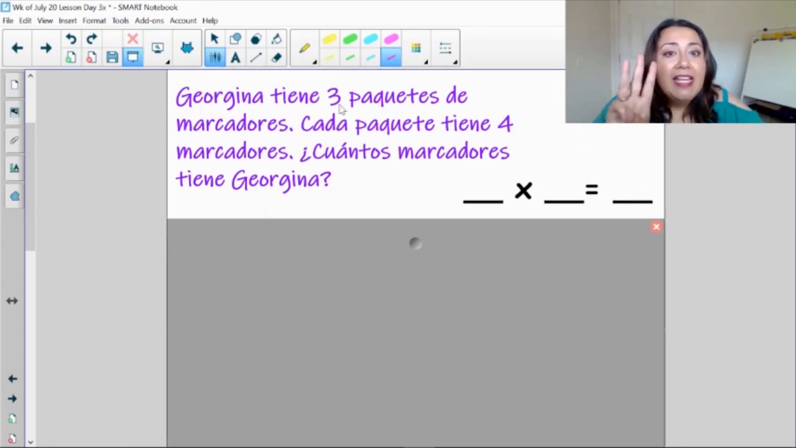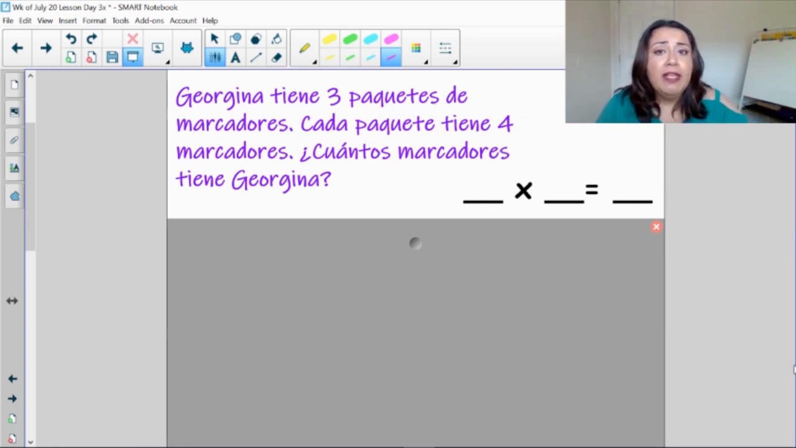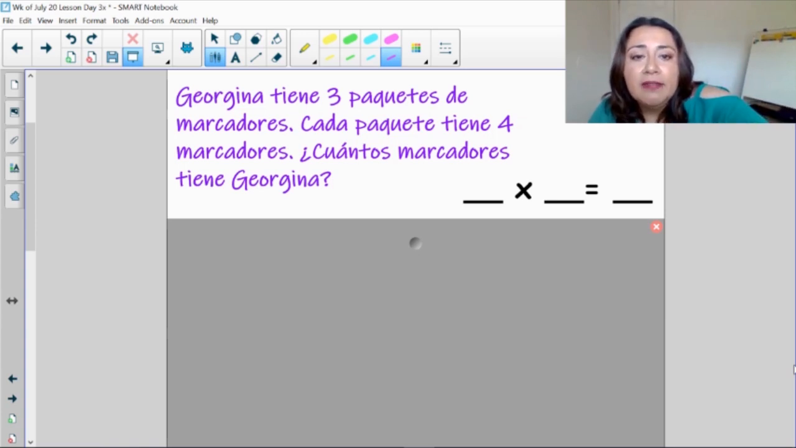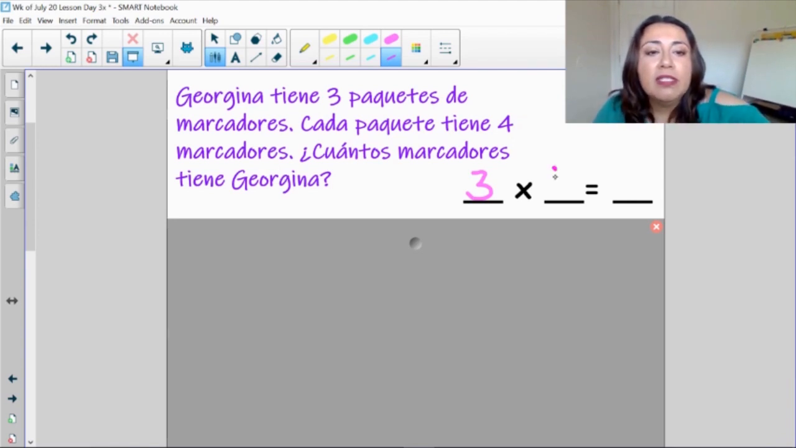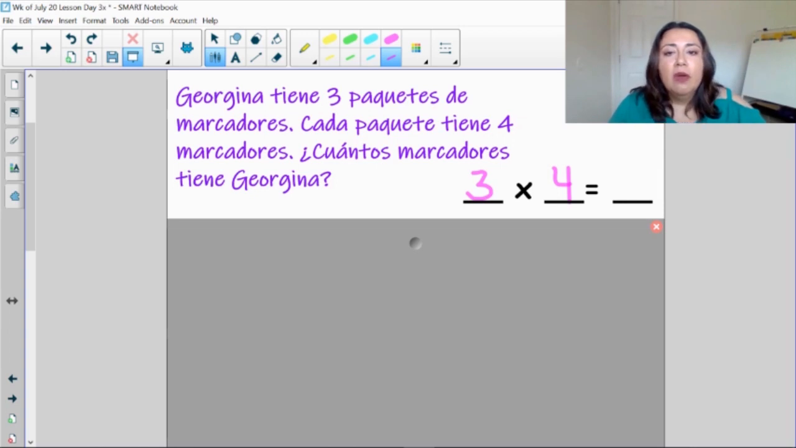Georgina tiene 3 paquetes de 4 de marcadores. ¿Cuántos grupos? ¿Cuántos paquetes? Tiene 3 paquetes. Cada paquete tiene 4 marcadores. Entonces, cada grupo tiene 4. ¿Cuántos marcadores tiene Georgina? 3 por 4. Ay, niños, yo no me he aprendido mi tabla del 3 ni la del 4. Apenas voy en la 1 y la del 2 porque son fáciles. Y la del 5 porque sé que puedo contar de 5 en 5.